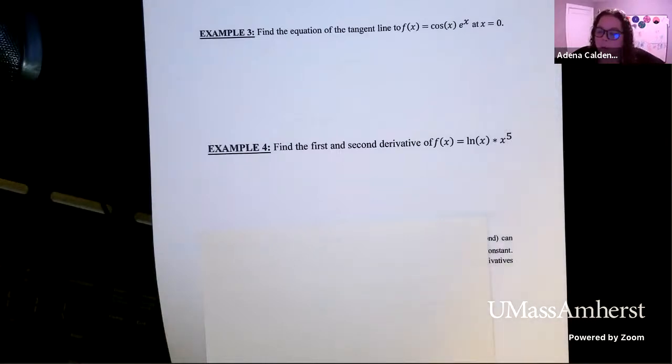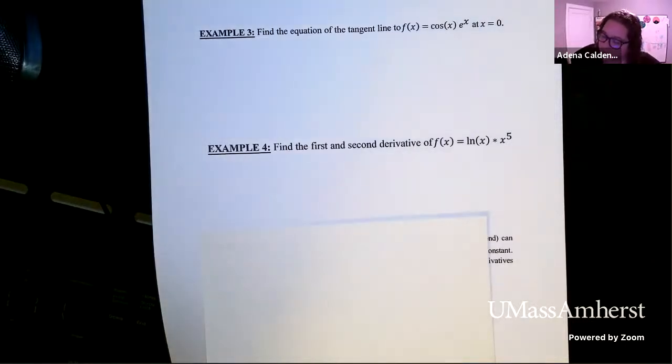Now the only difference is that our function happens to be cosine x times e to the x, but we know how to deal with that because we've now learned the product rule. And then the second problem is to find the first and second derivative of ln x times x to the fifth. So the first derivative will follow what we did before, and then we'll have to look at what types of functions we have with that to figure out how to get to the second derivative by applying similar techniques.